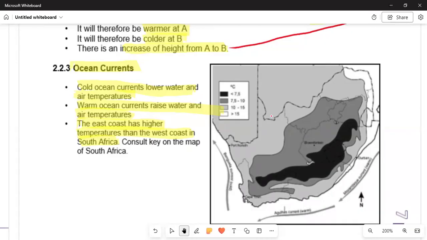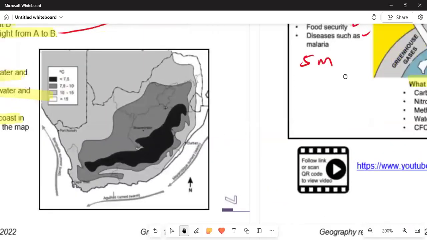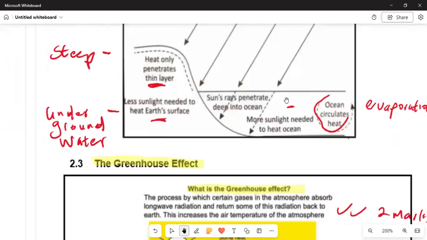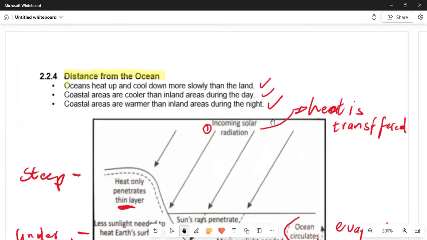Warm ocean currents raise water and air temperatures. The east coast has higher temperature, and this is the west. That is why in the Western Cape you find these ocean currents. Okay? And then in 2.2.4, we are talking about the distance from the ocean.